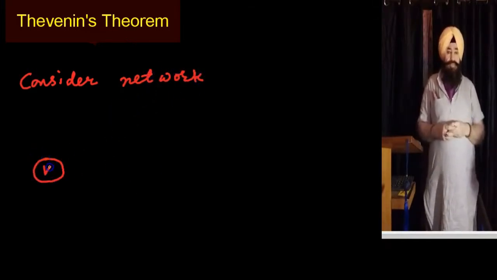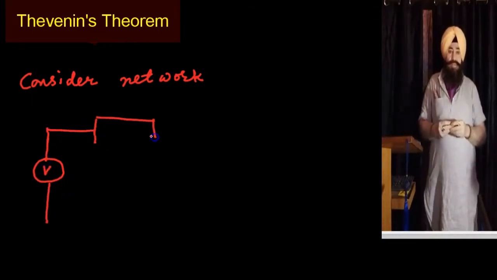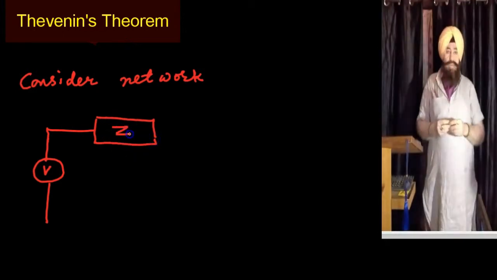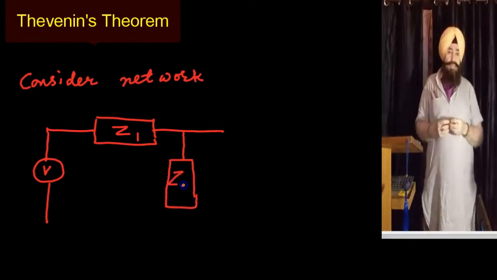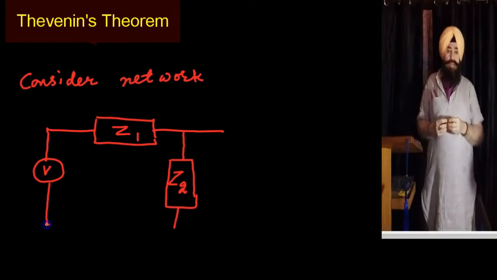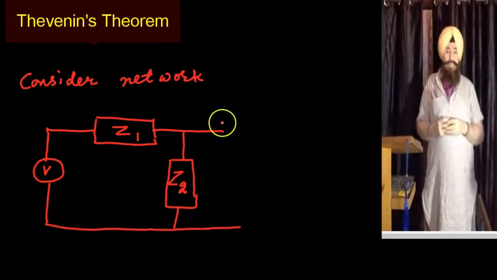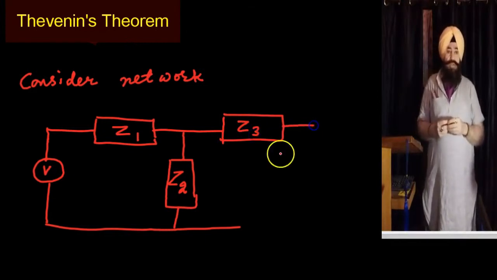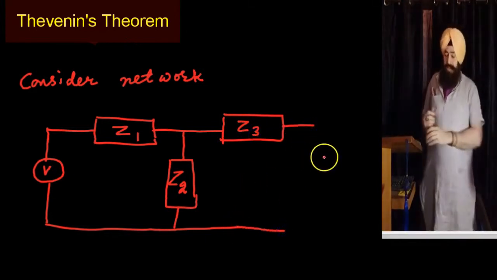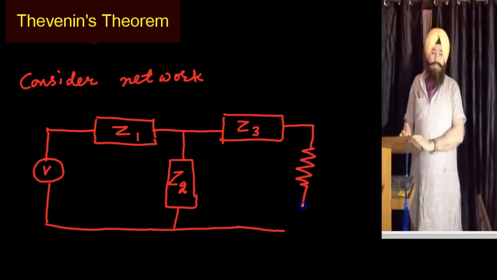So consider a network like this. This is our voltage source, then we have impedance Z1. Impedance means resistance or inductance or reactance, and the second impedance is Z2, and the third one is Z3. So this is a type of network, and here we have a load impedance ZL.